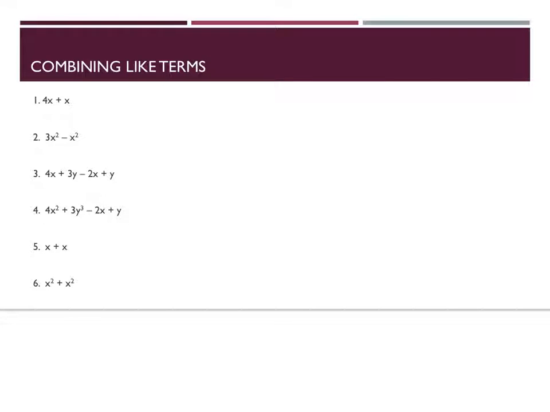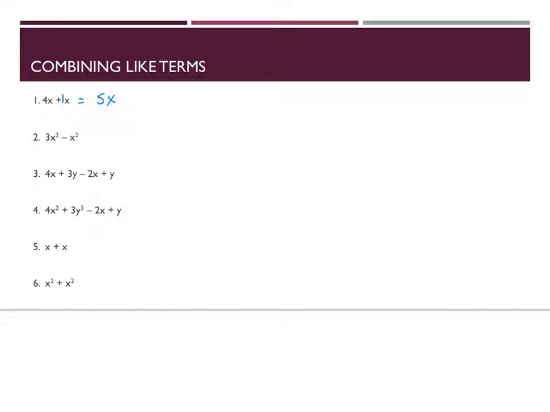If I have 4x plus x, x is a like term. So I may combine 4x plus x. I do it by combining 4 plus 1, which is the coefficient of x, and that would equal a total of 5x.